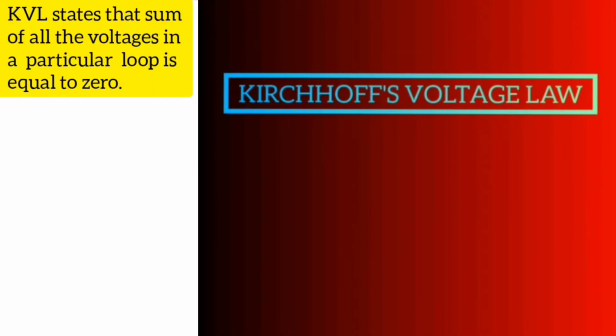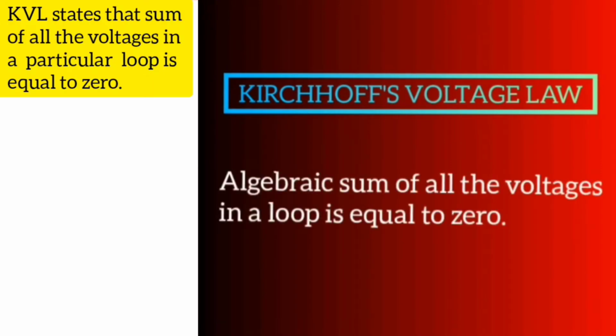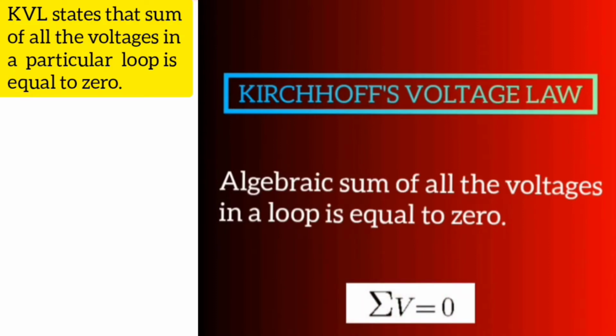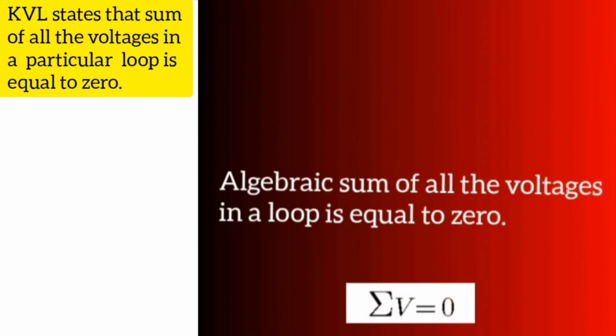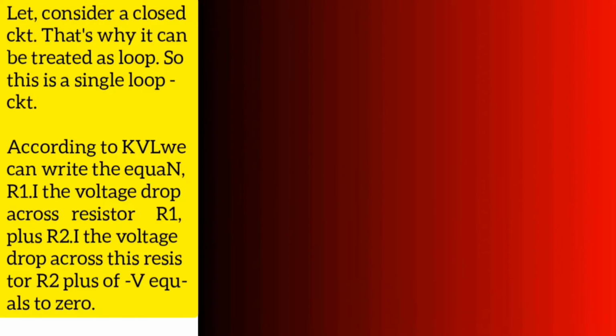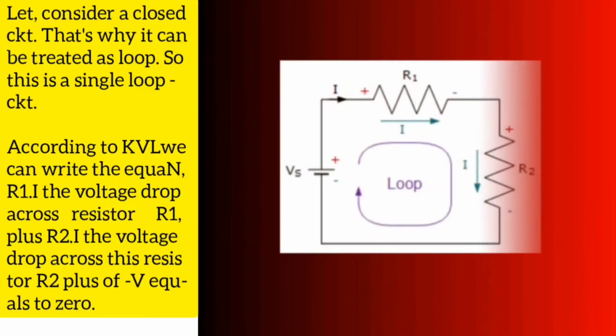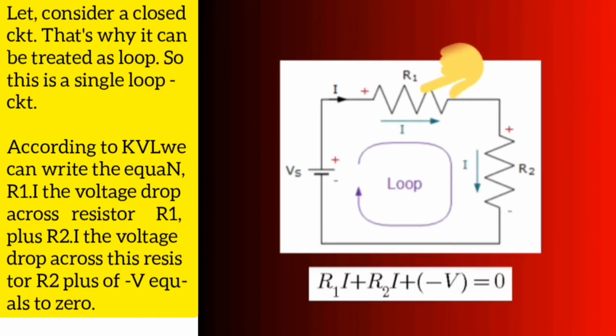Kirchhoff's voltage law states that the sum of all the voltages in a particular loop is equal to 0. Let's consider a closed circuit. That's why it can be treated as a loop. So this is a single loop circuit. According to KVL, we can write the equation: R1I, the voltage drop across resistor R1, plus R2I, the voltage drop across this resistor R2, plus or minus V equal to 0.